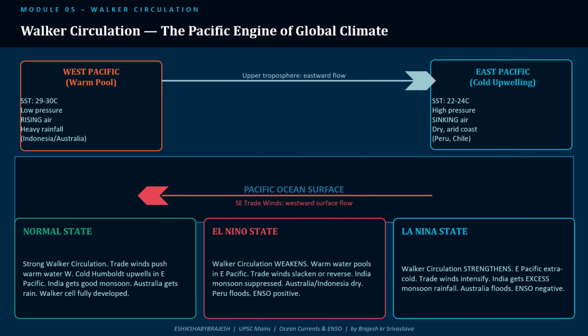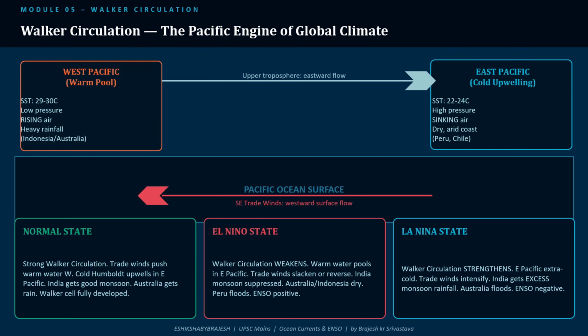Now, at the surface level, the air flows from east to west across the Pacific, driven by the southeast trade winds. This surface flow pushes warm water westward, piling it up in the western Pacific and deepening the thermocline there. The East Pacific has a shallow thermocline and cold upwelling. In the upper troposphere, the air that rose over the West Pacific flows back eastward, completing the loop. This full loop, rising in the west, flowing east aloft, descending in the east, flowing west at the surface, is the Walker circulation cell.